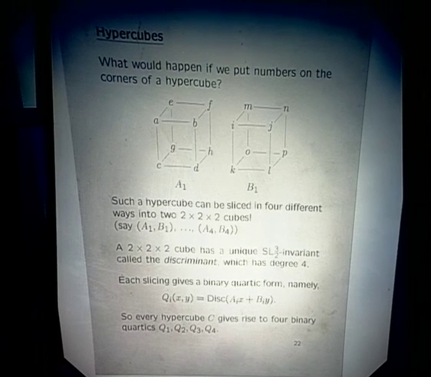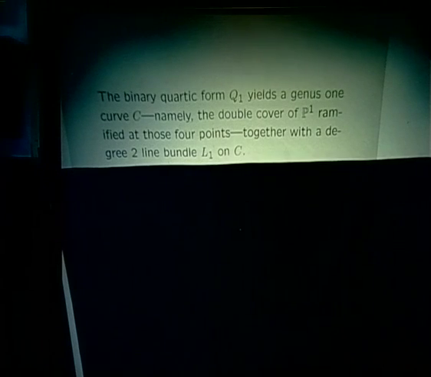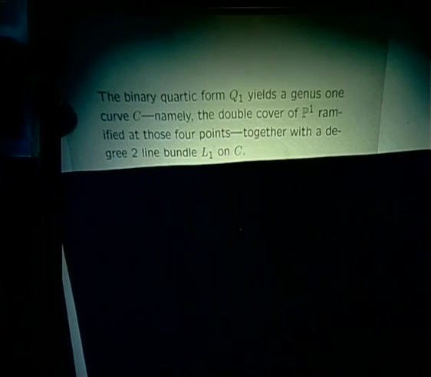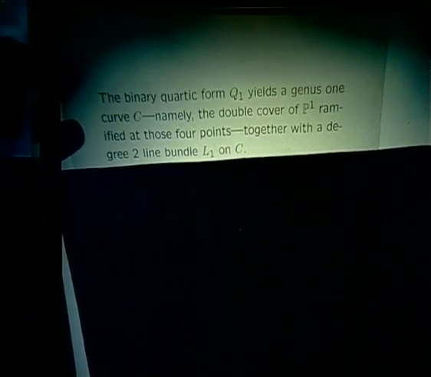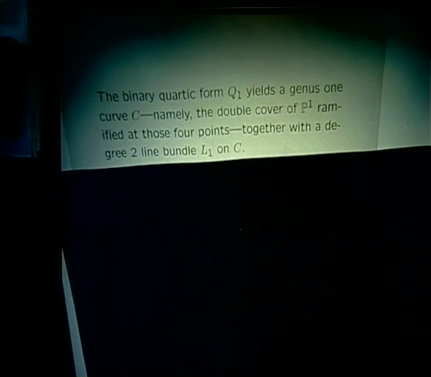So now what is a binary quartic form? Just like a binary quadratic form corresponded to an ideal class in a quadratic field, what does a binary quartic form correspond to? Well, it yields a genus 1 curve, namely the double cover of P1 that has as ramification points the 4 roots of that binary quartic. So that's a genus 1 curve together with a degree 2 line bundle. Right? Okay. That's the way to think of it.